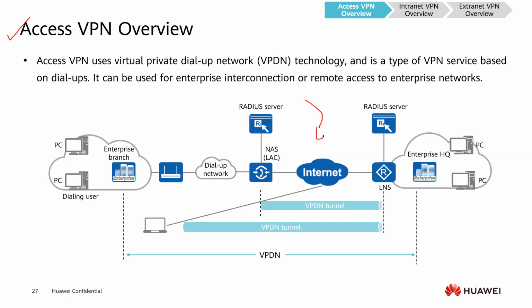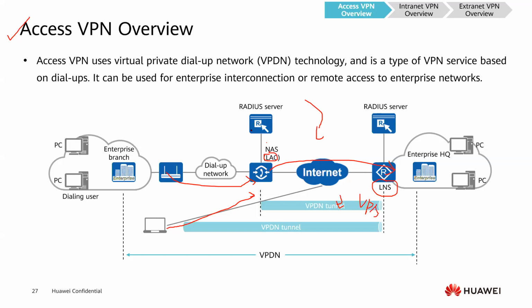Here is our overview. No matter what, the access VPN network architecture looks like this. We will have the RAC access control to create the connection, and access control will also. There's another device called LNS, the network services, trying to create the VPN channel. Those VPN channels are what we call a VPN.